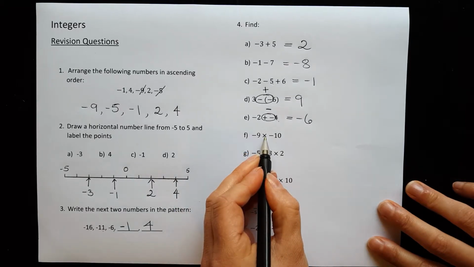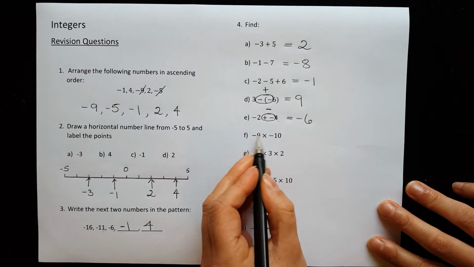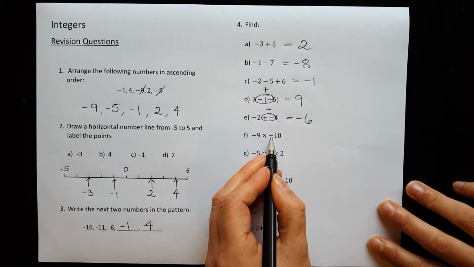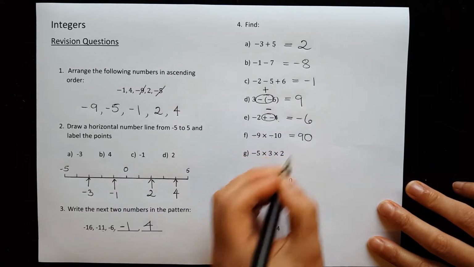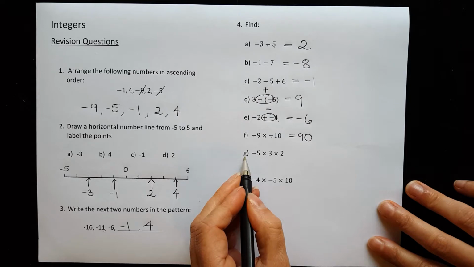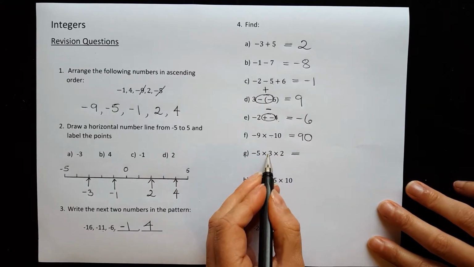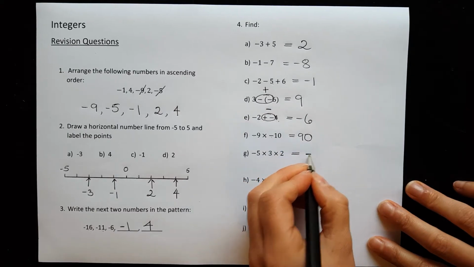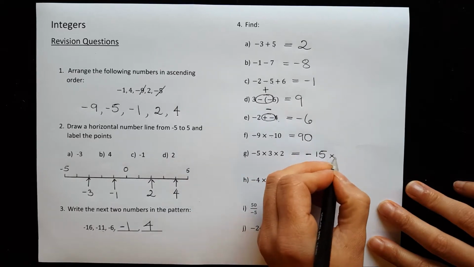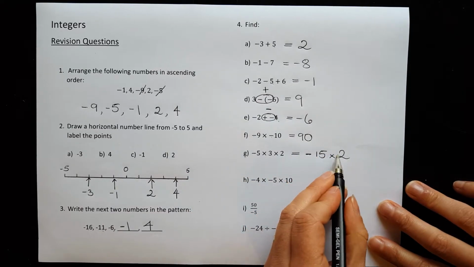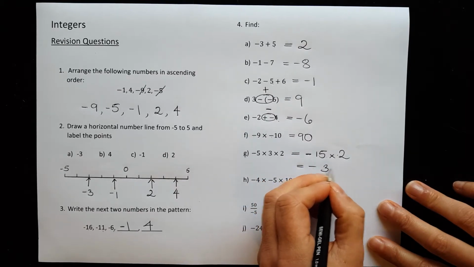All right, now we're multiplying. So two numbers multiplied together, if they're both negative, is going to become a positive. And 9 times 10 is 90, so positive 90. In G, -5 times 3. Well, let's do that first. A minus and a plus means a negative answer. 5 times 3 is 15. We then want to multiply that by 2. Minus and a plus still means a minus. 15 times 2 is 30.